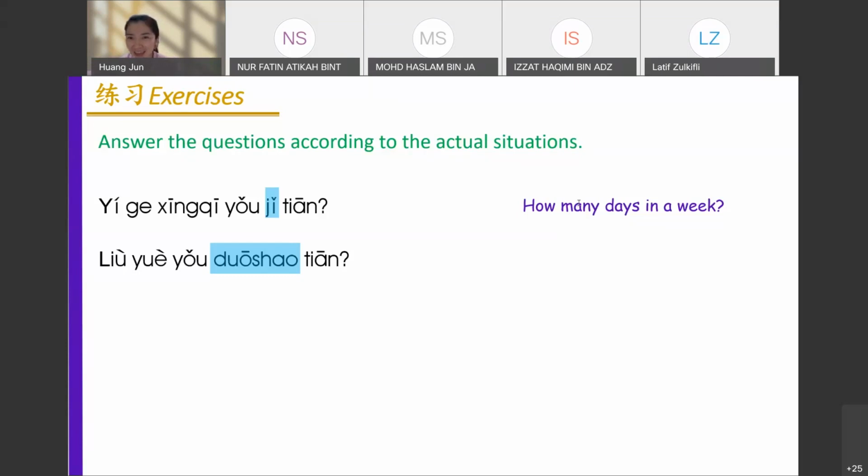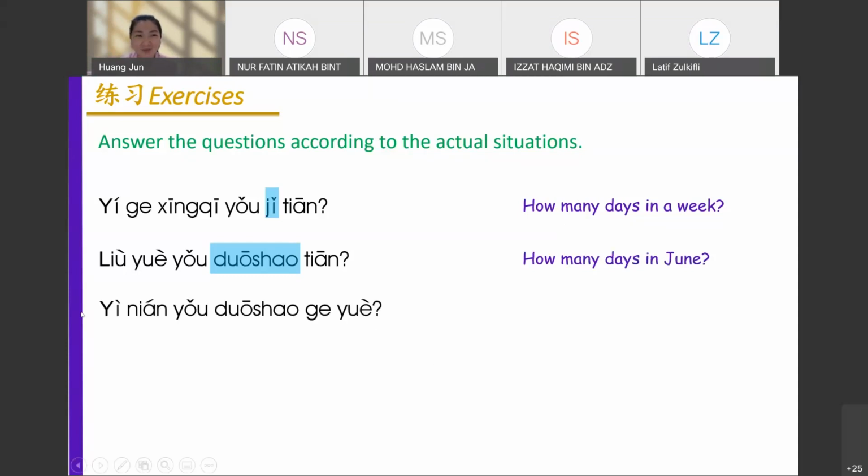So then we're asking for how many days in June. You answer 6月有30天. Very good. Not 180 days, that is 6个月. Then continue with one more. 一年有多少个月? Question word, which one? What is the question word? Very good. 多少, right? So we know right now our answer will be a number more than 10.